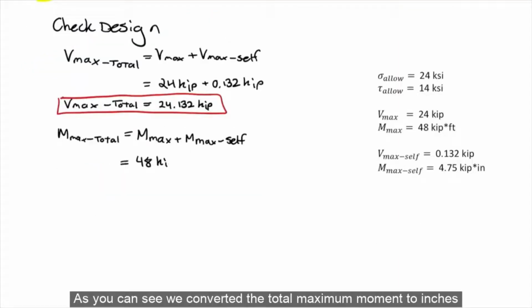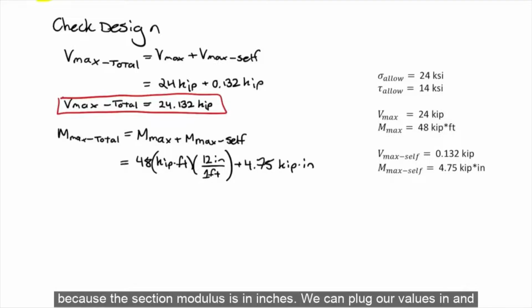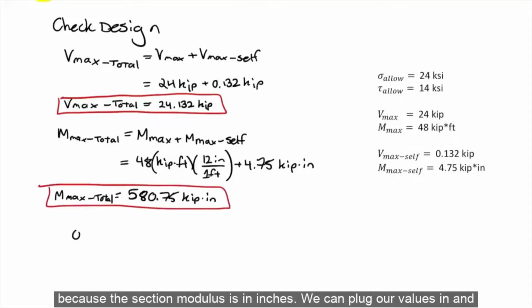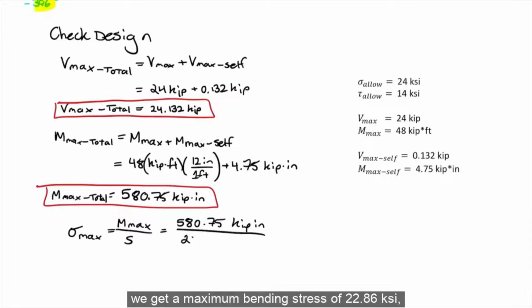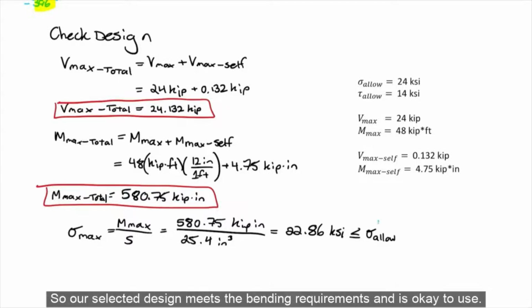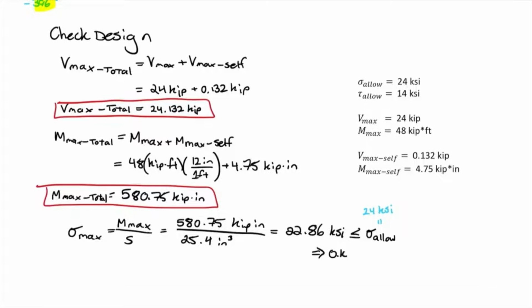As you can see, we converted the total maximum moment to inches because the section modulus is in inches. We can plug our values in and we get a maximum bending stress of 22.86 KSI, which is less than the allowable bending stress. So our selected design meets the bending requirements and is okay to use.